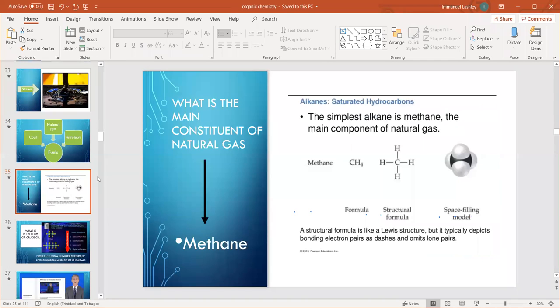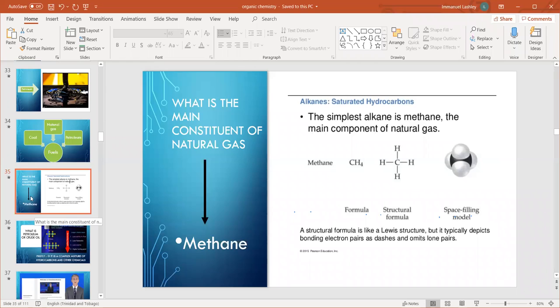The next thing we are trying to find out is what is the main constituent of natural gas? The main constituent of natural gas is methane. Meth being one carbon, ane means that it is an alkane. It has the molecular formula CH4, the structural formula of carbon bonded to 4 hydrogens, and it is displayed on the screen for you to see.